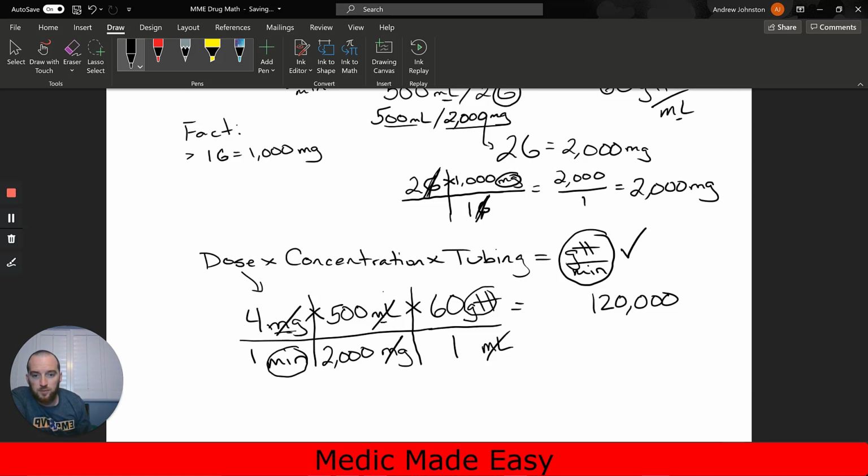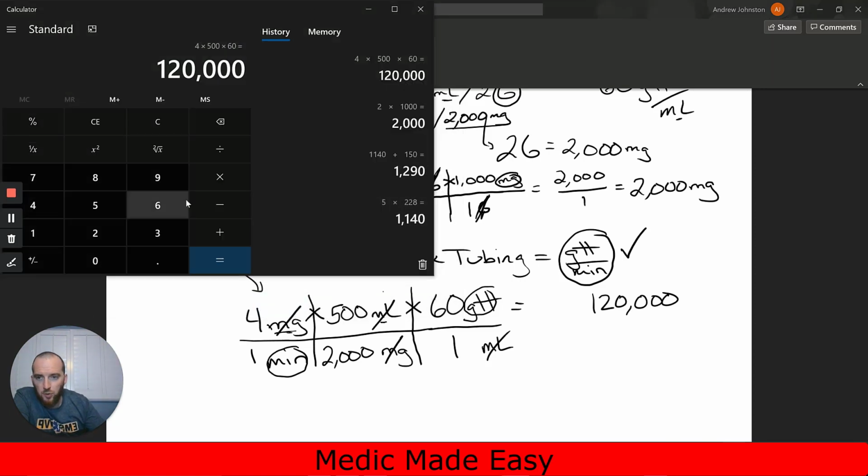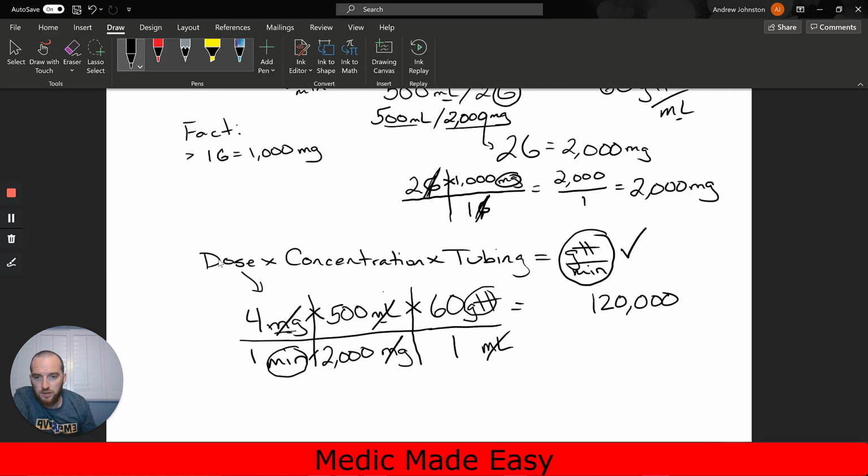1 times 2,000 times 1 is the other piece of it. Again, we can pull our calculator if you're ever not comfortable with the math. 1 times 2,000 times 1. Remember, anytime you multiply something by 1, it is the same. So 1 times 2,000 times 1 equals 2,000 on bottom. Okay. So I've got 120,000 on top, and I've got 2,000 on bottom. So mathematically, that's 120,000 divided by 2,000.